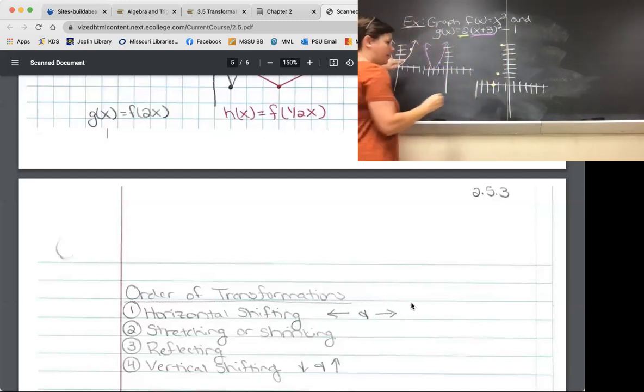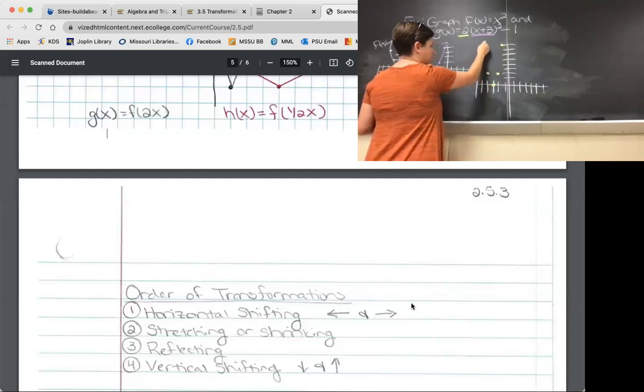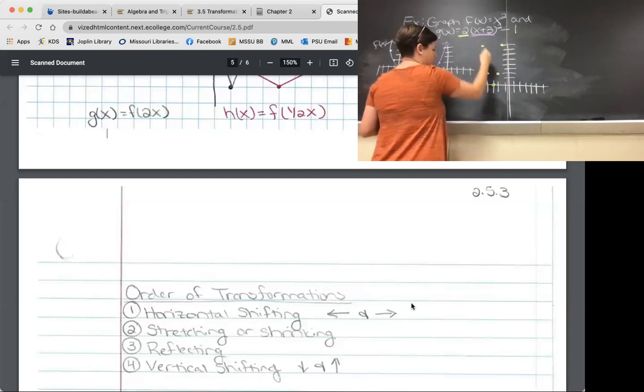I do the same thing for the other side. Luckily, this one's symmetric, so usually once you do one side, you can think about just reflecting it, and that makes it easier.